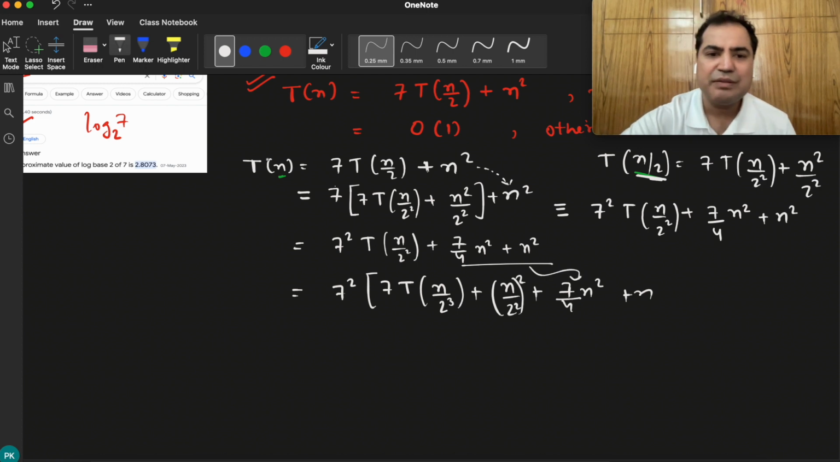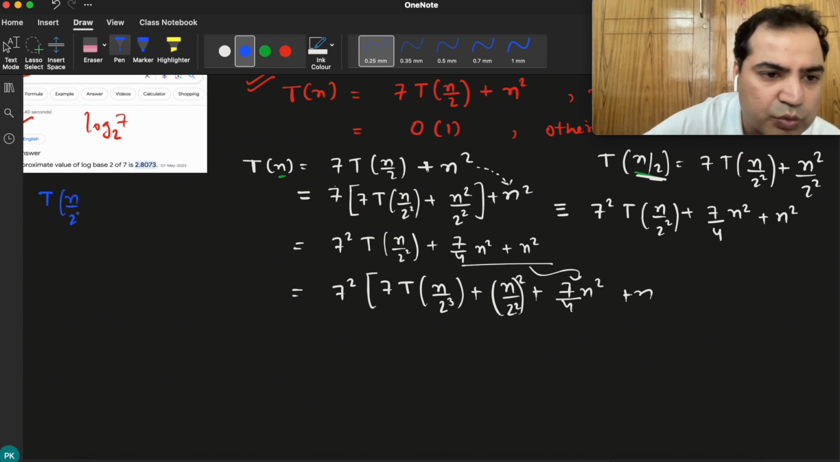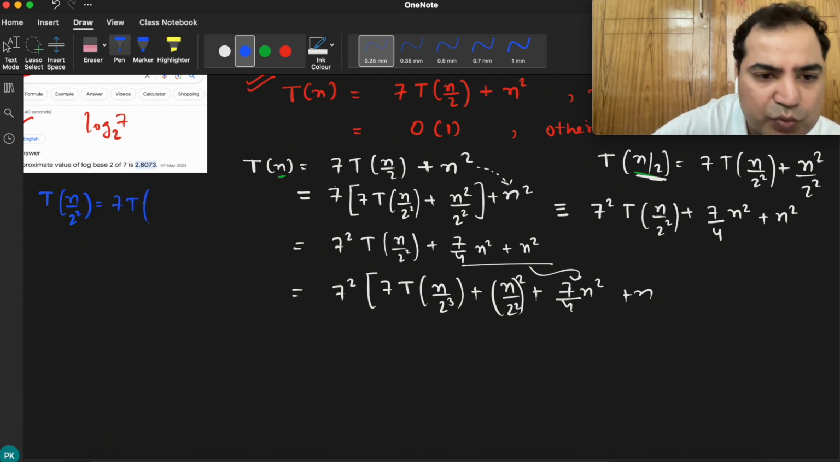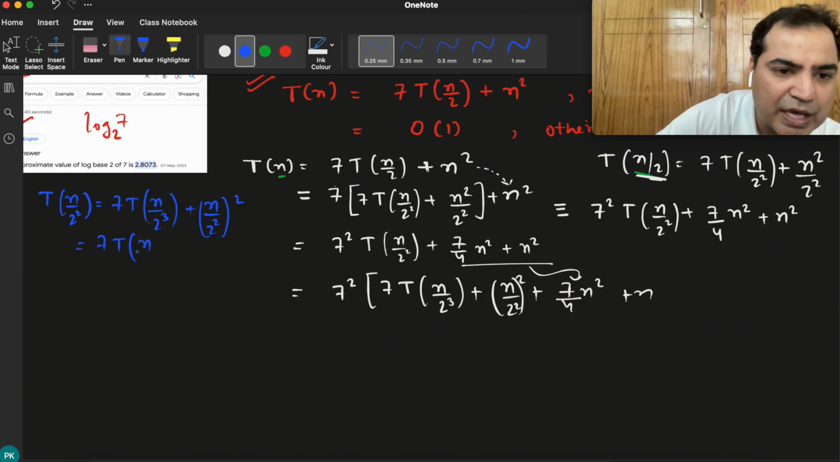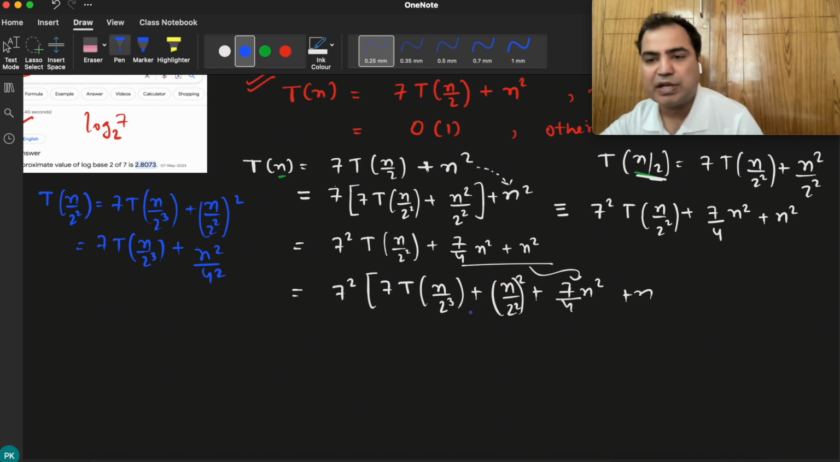So it simply means, if you want, I will write it here. I have done T(n/2^2) instead of n/2, now 2^2. So what happened, 7T(n/2^2), n/2^2 will make it n/2^3, right? And instead of n/2^2, what I will do is square this thing. So this will become 7T(n/2^3) plus, this is n/4 actually, right? So n/4 squared, since 2^2 is 4, right? So I will just write (n/4)^2. This is what I was trying to say.